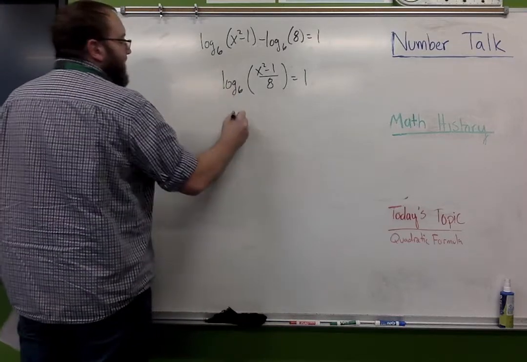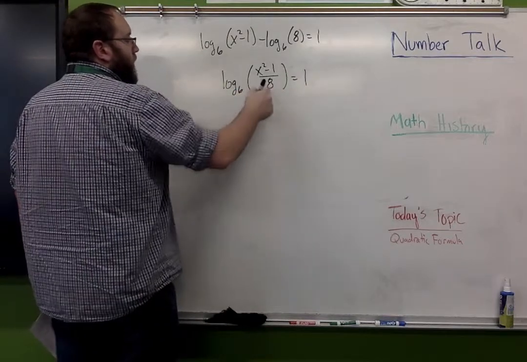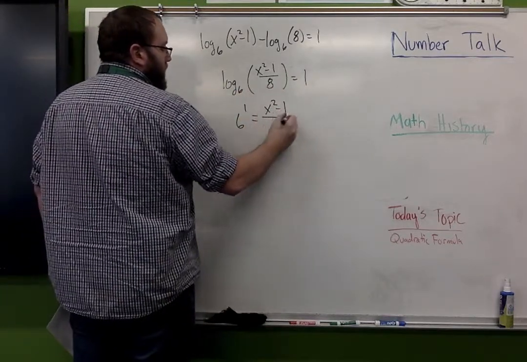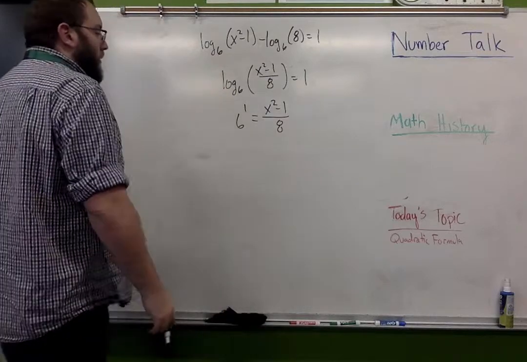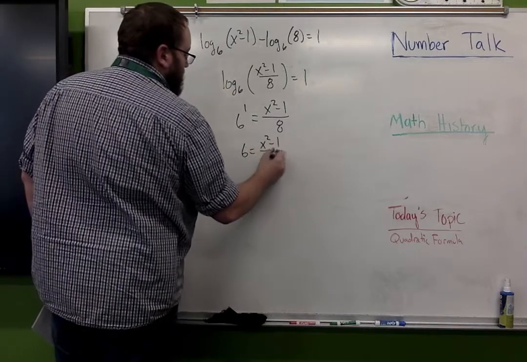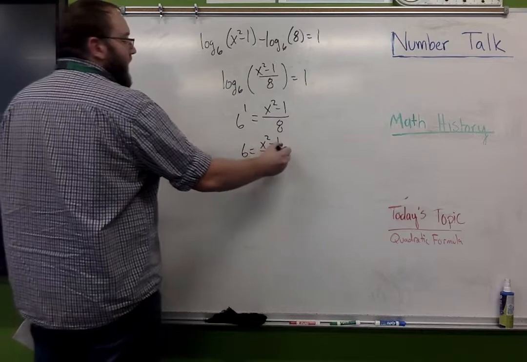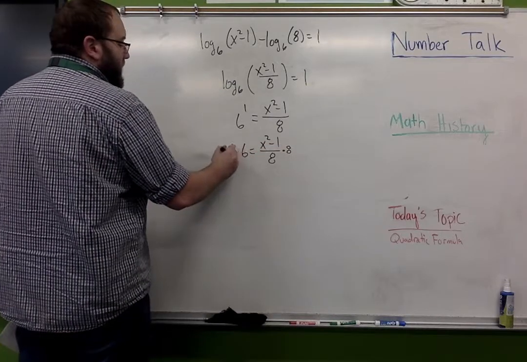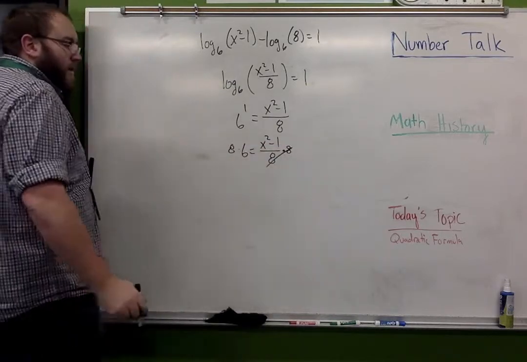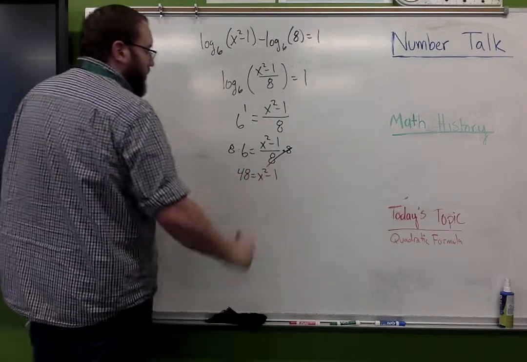Convert, so base stays the same. What was outside of our function is now inside. What was inside is now outside. 6 to the first power is 6. Now, to get x by itself, I'm dividing by 8, so I got to multiply by 8 on both sides, right? Inverse operations undo each other. So 48 is equal to x squared minus 1.